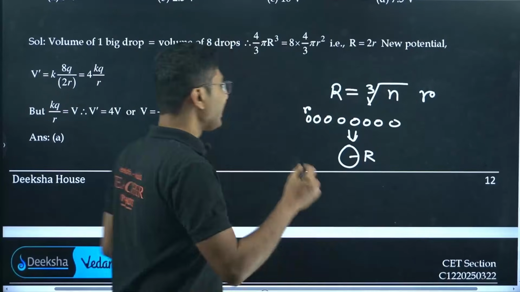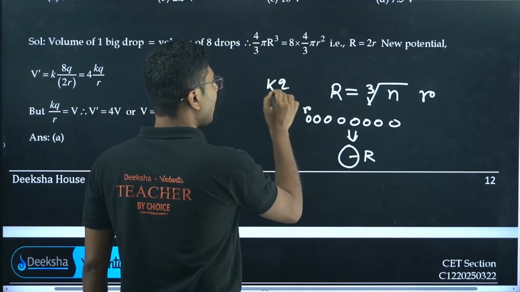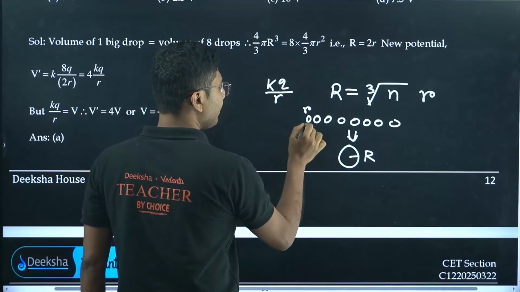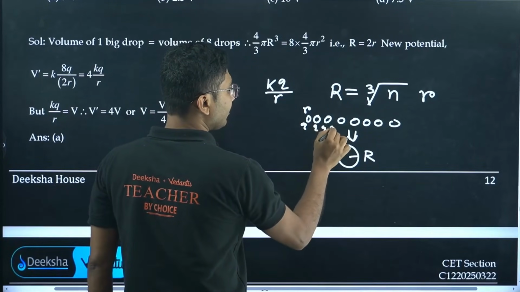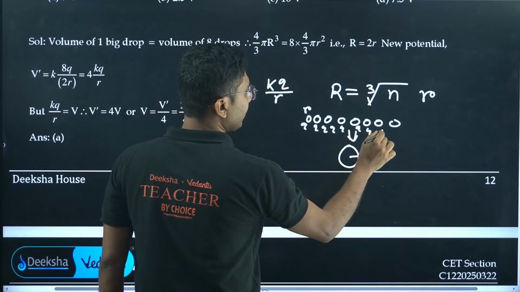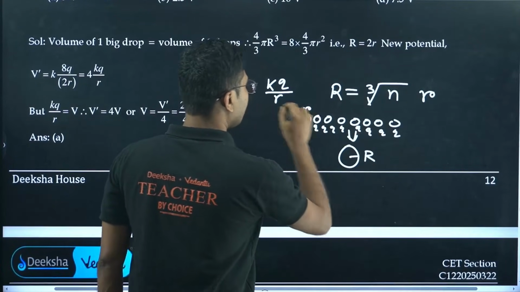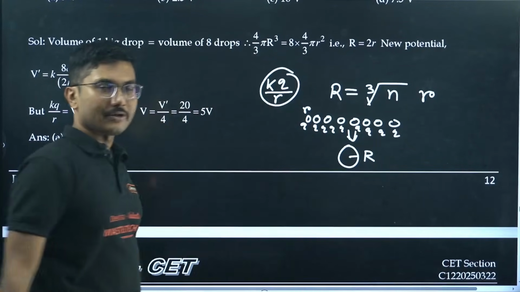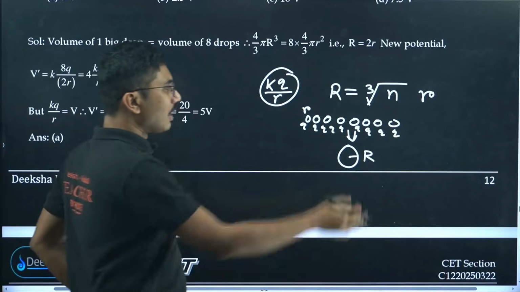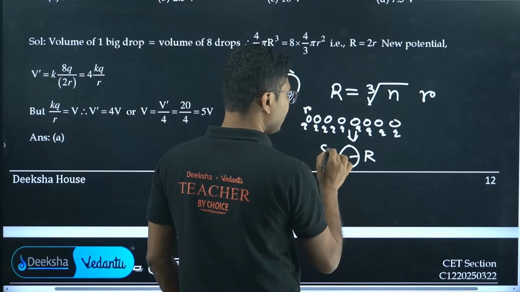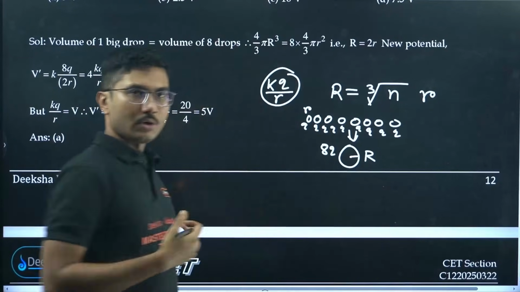It is given by kq by small r. So if each of them has a charge q, then the voltage on the surface of the sphere is kq by r. Now when you combine all of them, what is the total charge? Total charge will be 8q.